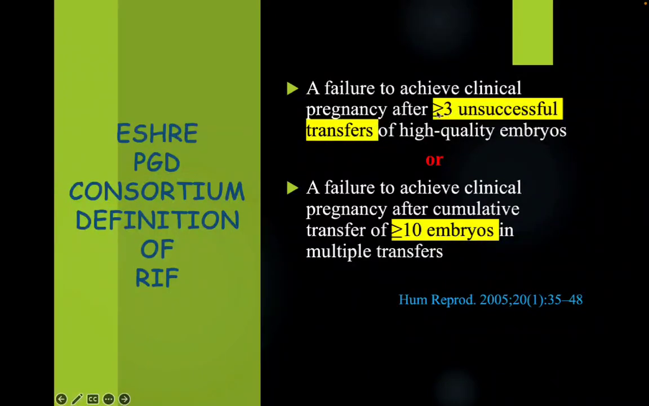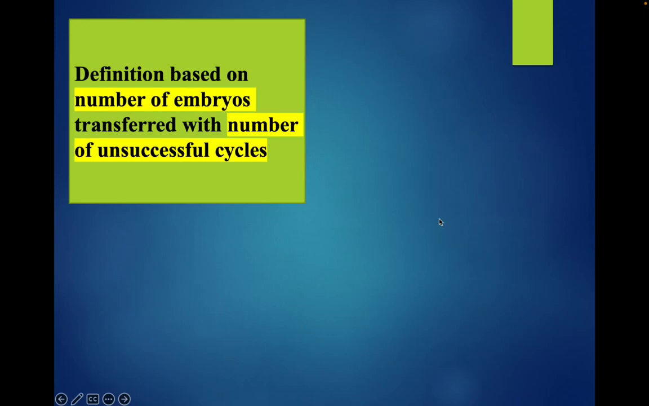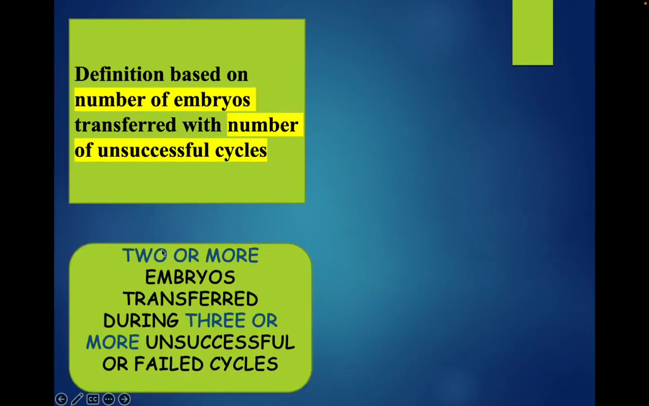The number of embryos also is not included. They have written more than 3 unsuccessful transfers, but how many embryos were transferred is not included. In the second definition, they have included the number of embryos, but how many cycles, what is the age of the female partner, nothing is included. So these are both incomplete definitions. So the definition, if it is based on number of embryos transferred with number of unsuccessful cycles, can be 2 or more embryos transferred during 3 or more unsuccessful or failed cycles.